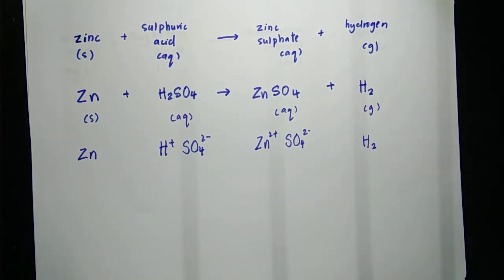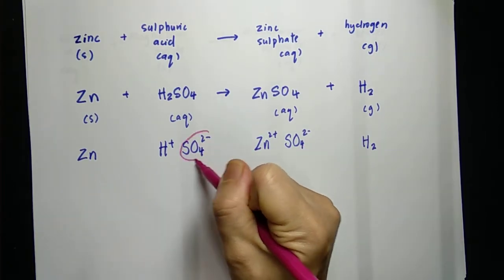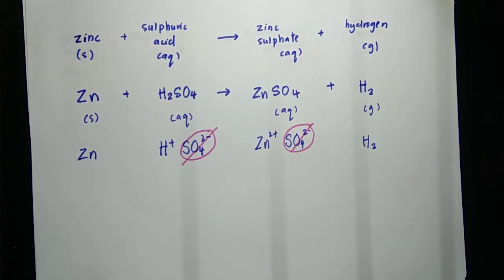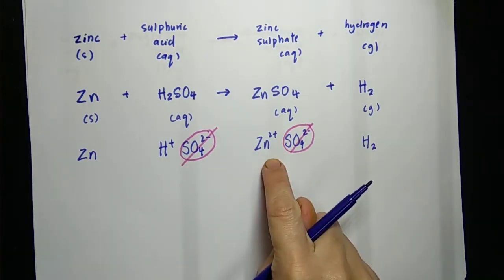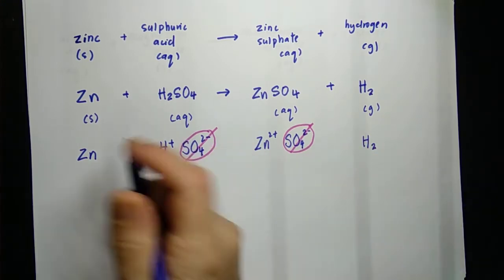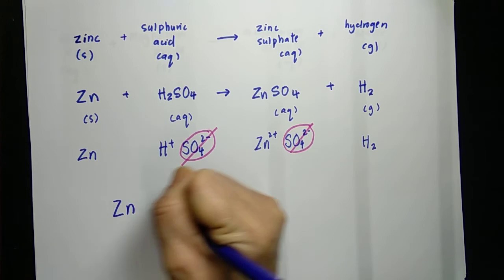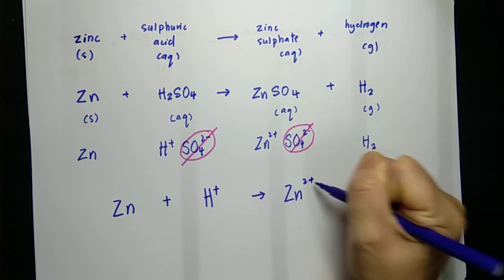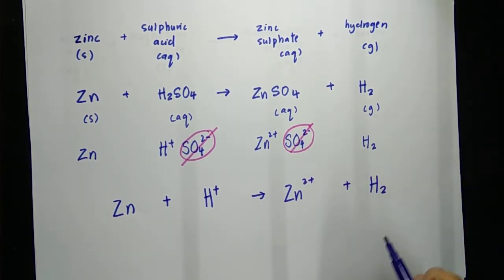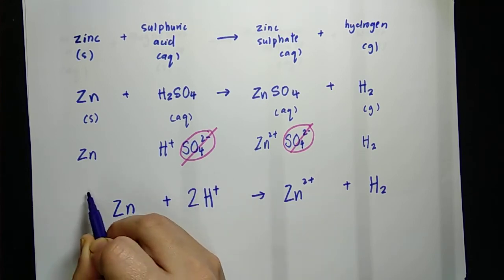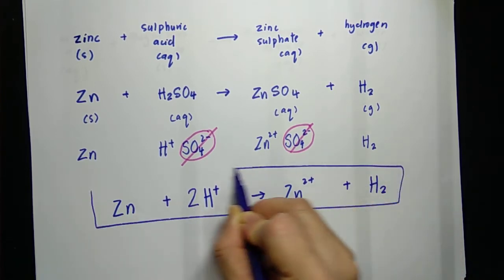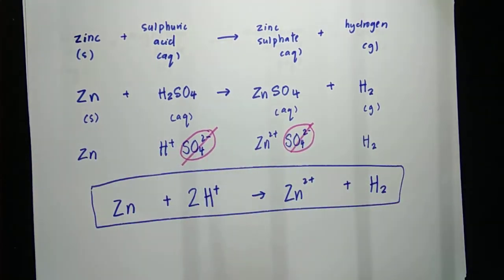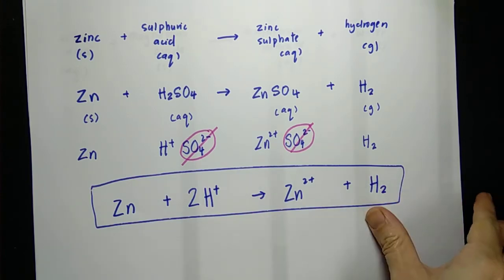Who did not change in this whole equation? Only sulfate did not change. Only sulfate is the spectator ion. Everybody else changed. Zinc became zinc ion. Hydrogen ion became hydrogen gas. So, zinc plus hydrogen ion becomes zinc ion and hydrogen gas. Don't forget to balance the equation. So this is your ionic equation. Remember, ionic equations have to be balanced, same as a chemical equation has to be balanced. Alright, let's try the next example.